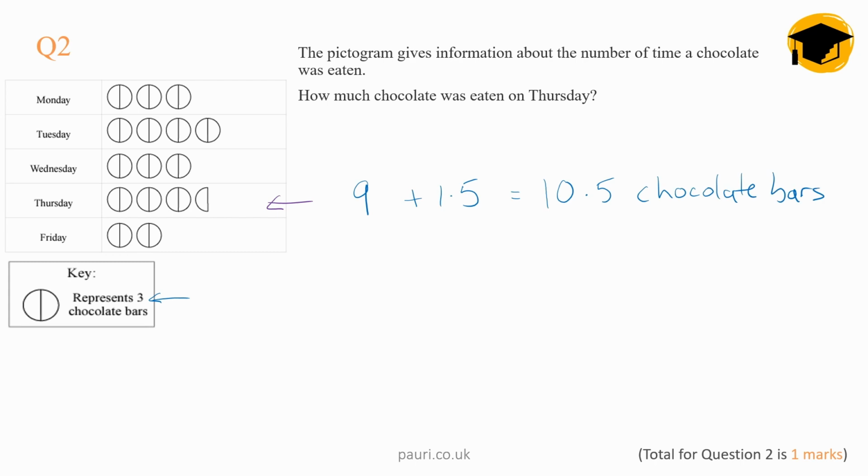So in case you were confused, what I've done is 3, 6, 9. This is 1.5. I've written the 9, which represents 3 circles, and 1.5, which represents half a circle. So we've got the green over here for 3 circles, which covers the 9, and we've got the purple here, which covers half a semicircle, which is 1.5 chocolate bars.